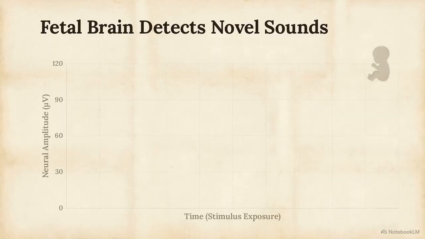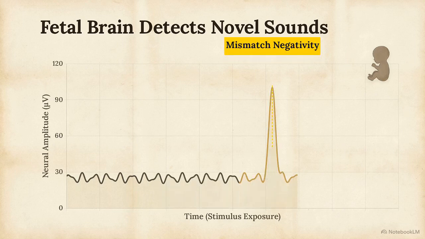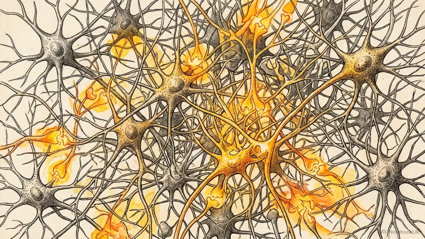This fMEG readout identifies the neurophysiological proof. The fetal brain maintains a steady baseline for repeated sounds, but produces a deviation spike, the mismatch negativity, the moment a novel sound is introduced. This early learning occurs at the height of neural overproduction, utilizing the surplus of available neural connections.